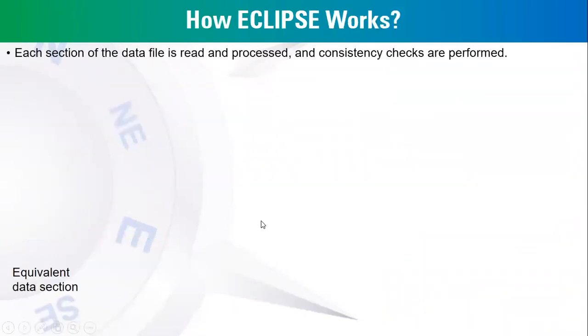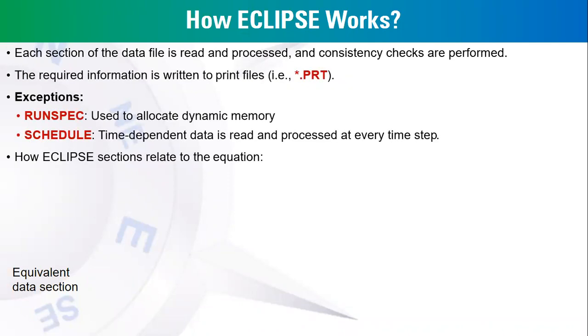So in the mechanism of Eclipse, we have specific sections in the Eclipse simulation data file. The simulator will process and check the consistency of this data. We have two important sections, which are the run spec section and the schedule section that control time-dependent data.